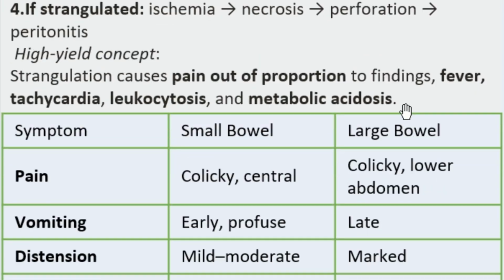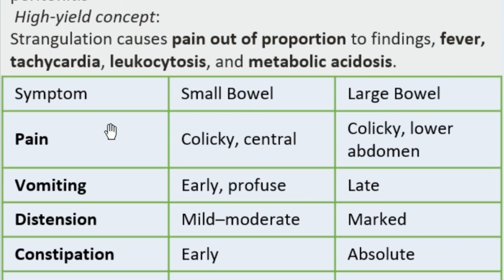So when we go to the clinical features, we have the symptoms that are going to help us differentiate clinically the small bowel obstruction from the large bowel obstruction. When you look at the pain in small bowel obstruction, it's going to be a colicky pain, and it's going to be centrally located. Whereas in large bowel obstruction, it is also going to be colicky, but most of the time it's going to be in the lower abdomen. Then we may have vomiting in these individuals. Those who have small bowel obstruction, the vomiting is going to occur early and it's going to be profuse.